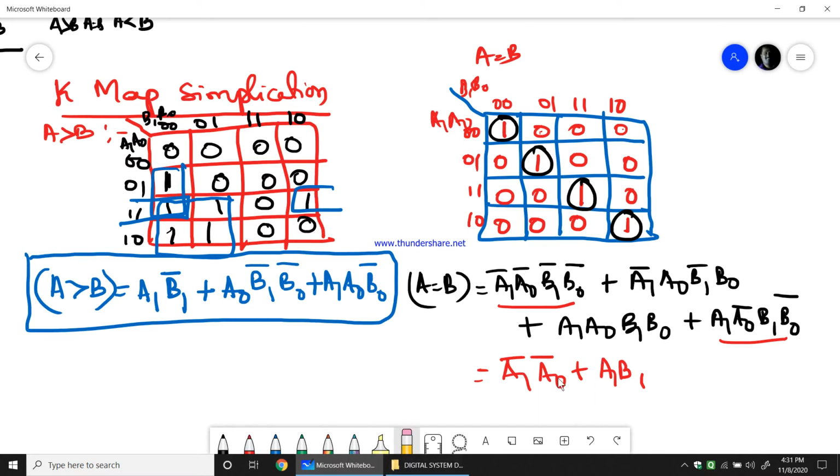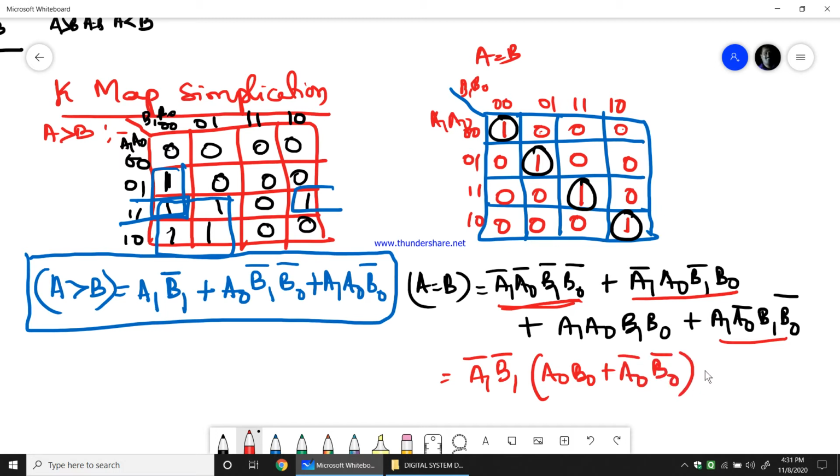No, I'll do one more thing. I think we don't get anything common if I take like that. So what I'll do, I will take A1 bar B1 bar common here. So what will I get? A1 bar B1 bar common, if I take, I get A0 B0 plus A0 bar B0 bar, plus in these two I'll take A1 B1 common. So I'll get A0 B0 plus A0 bar B0 bar.